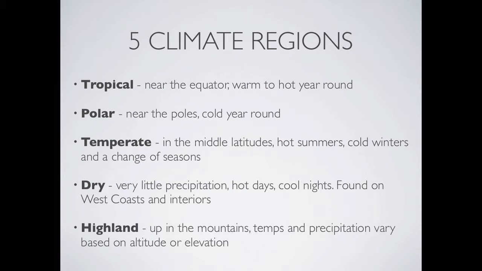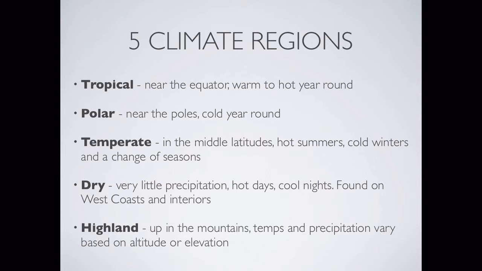And then finally, we have the highland climate region, and this is a climate region that's found all throughout the world, wherever you have mountains. High land, mountains, they kind of go together. And in a highland climate region, temperatures and precipitation, again, which is rainfall, is going to vary based on how high up in altitude or elevation you are. And those words, altitude and elevation, simply mean how high up the mountain you are.